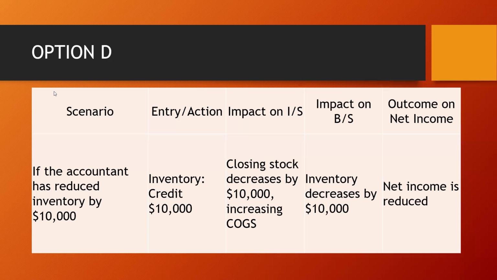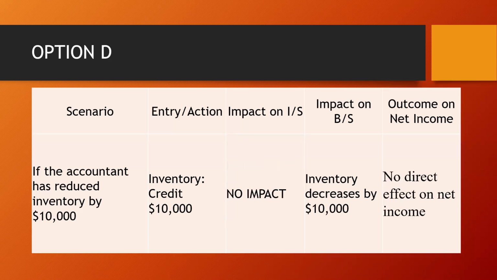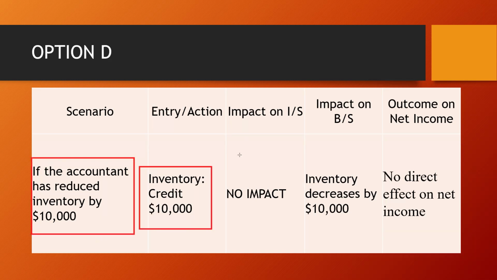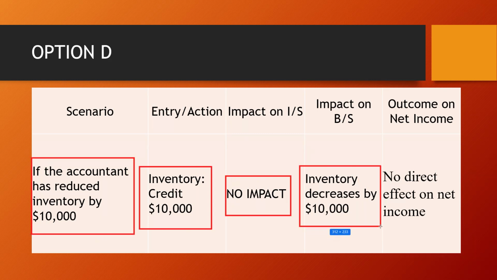But you need to read the question and, more importantly, the options. So the second scenario will be like this. The same thing, like they have made an adjustment in the inventory, but there is no impact on the income statement. There is another scenario, what I'm saying. So the direct impact will be only on the balance sheet, so no direct effect on the net income.